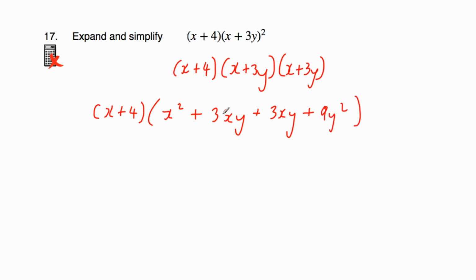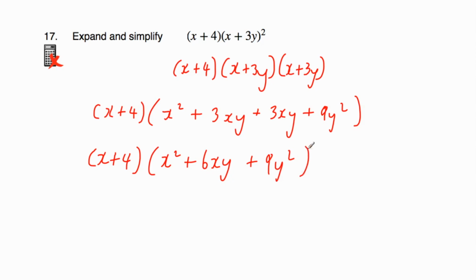So now let's simplify this because we've got 3xy plus 3xy. So in front of it we still have our x plus 4 and then we've got x squared. Now 3xy plus 3xy would be plus 6xy and then we've got our plus 9y squared. And now we just need to multiply this out and that'll give us our answer. So x times x squared is x cubed. X times 6xy, now multiplying the x by x is x squared, so it's going to be plus 6x squared y.